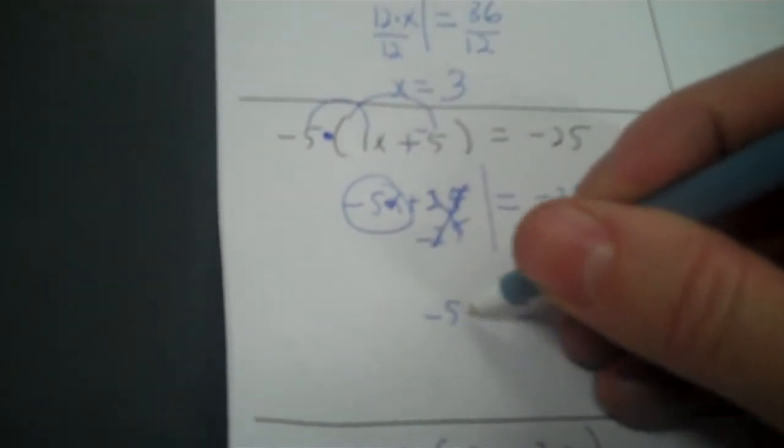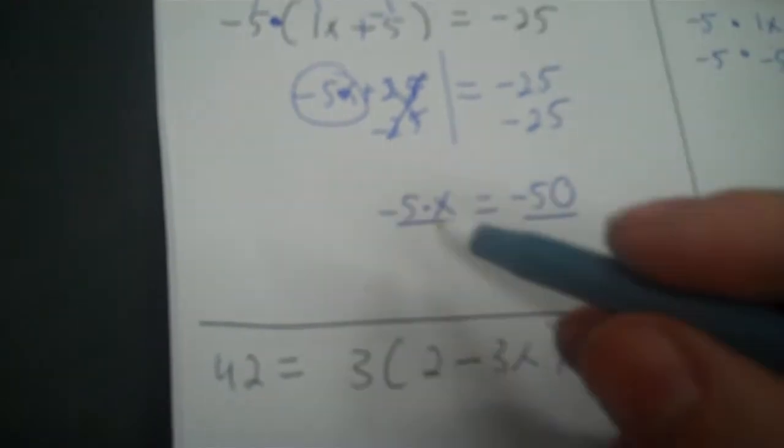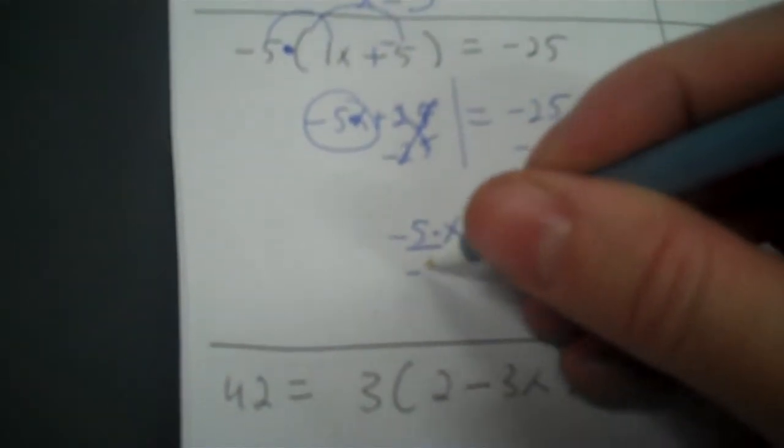So line up your equals, and on one side you got negative 5 times x. On the other side you take negative 25 minus 25. It's not 0, it actually goes the other way. It's negative 50. Then I divide by negative 5.